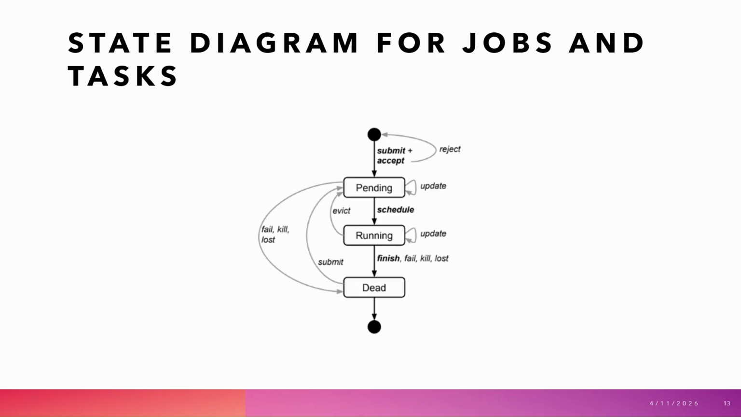If it fails, gets killed, or is lost, maybe it'll be sent back to the pending queue. As you can see here, it can be submitted back to the pending. And a task in a pending queue can also fail, be killed, or be lost, and move to the dead state.